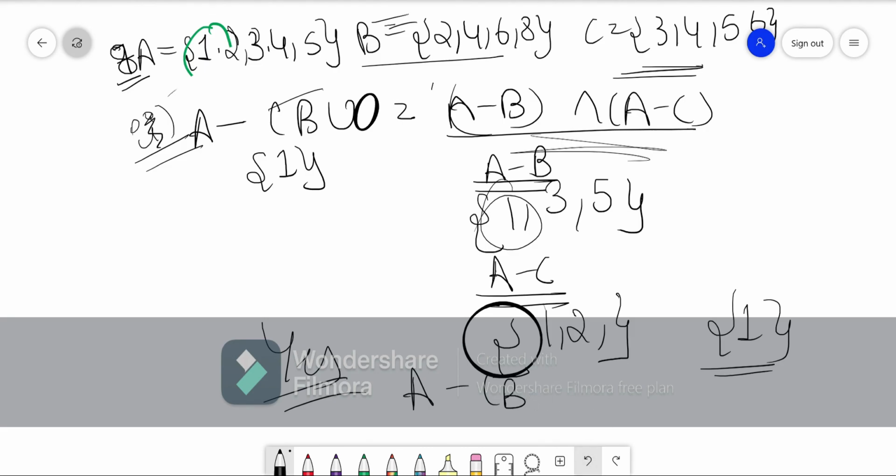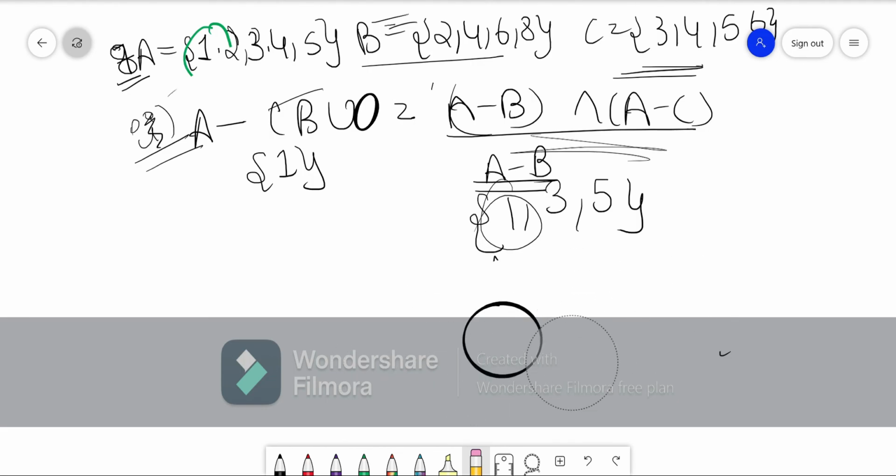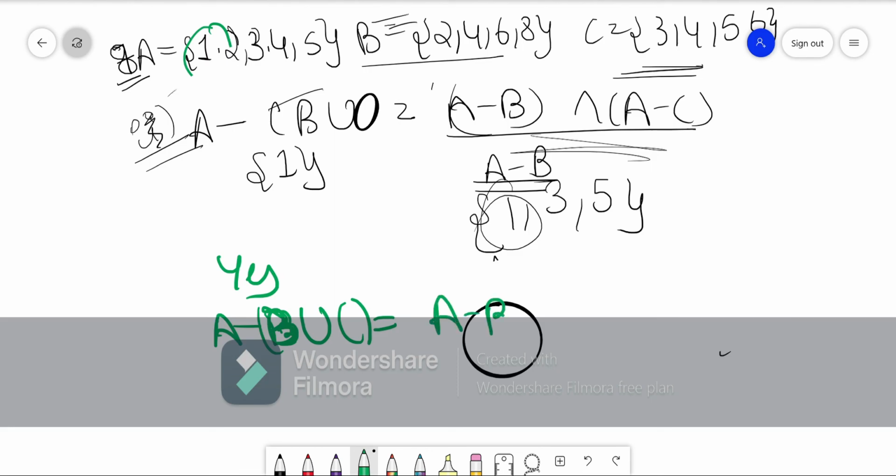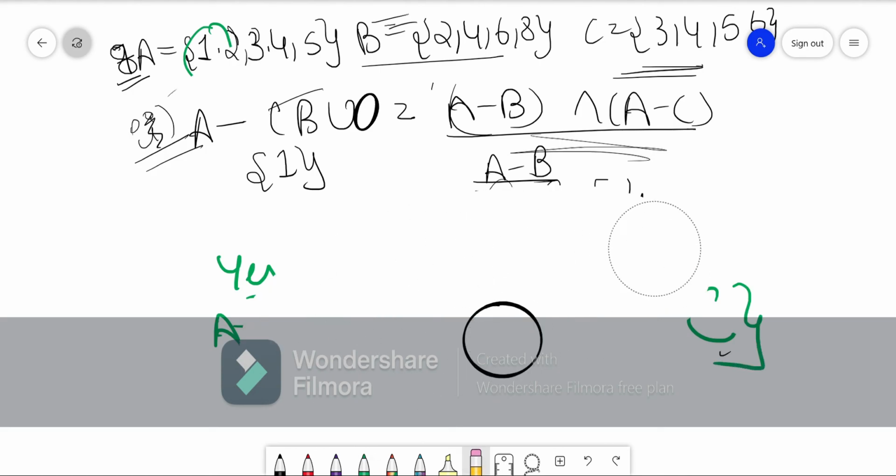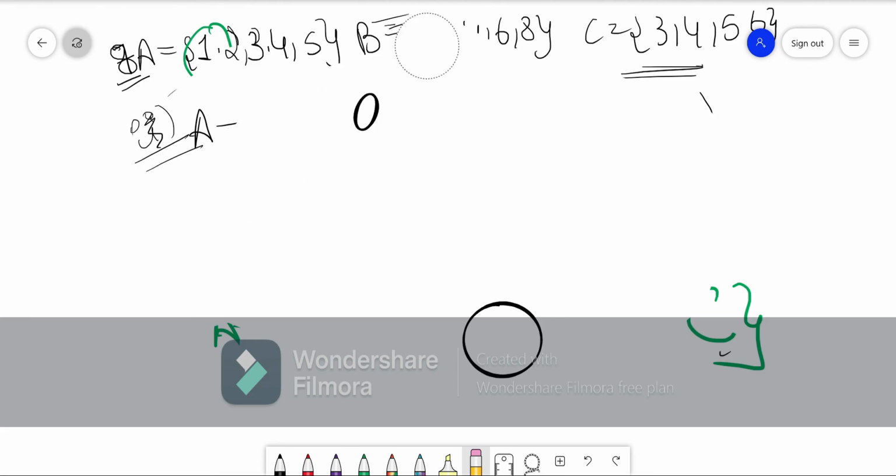I'll write it somewhere else. So what is the answer? Yes, A minus (B union C) is equal to (A minus B) intersection (A minus C), right? So we are done with the first part. The second part is similar to it. I hope you can already do it.